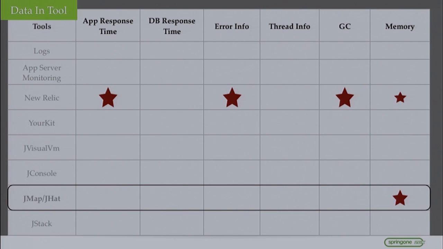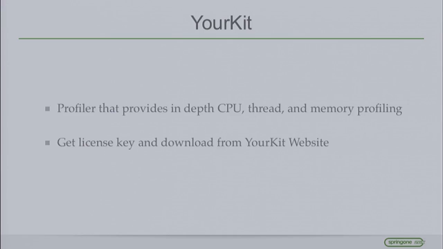Jmap, jhat, that's really just for memory, so we'll just give it a star in the memory column. And then we'll move on to Yourkit. Yourkit is a profiler. It provides very in-depth information into CPU, threading, and memory. And there's lots of profilers out there that you can use. JProfiler is another example. I'm going to show Yourkit today because that's the one I'm most familiar with.